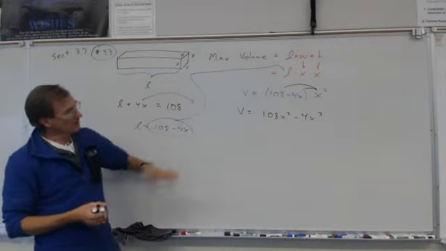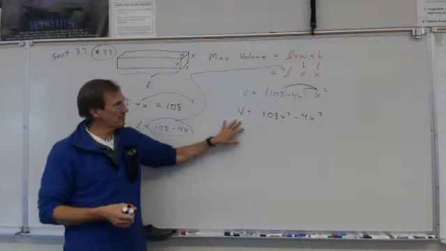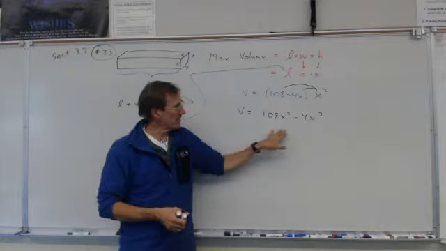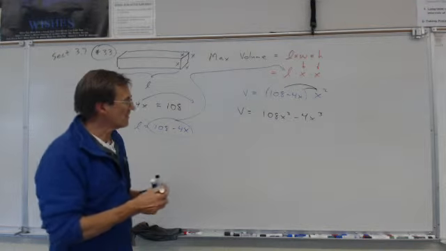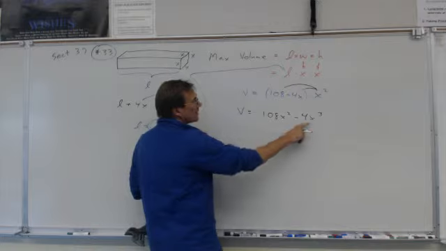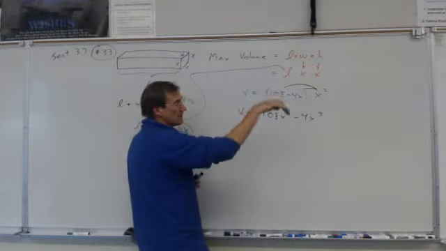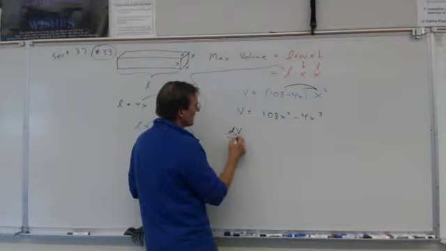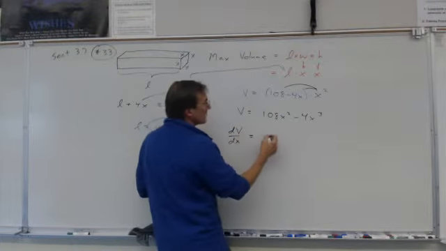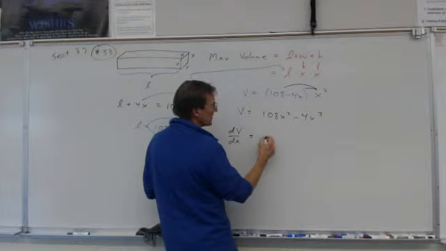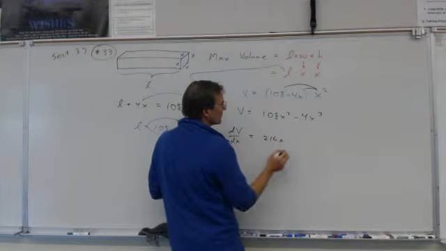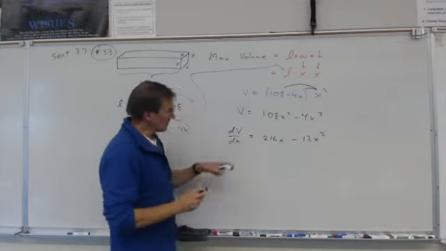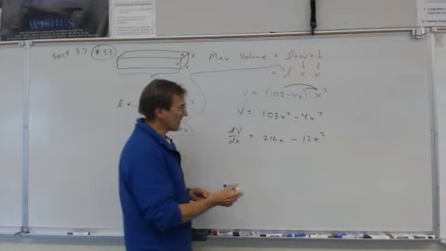Now we're ready. Once we've got this volume, whatever it is we're trying to maximize or minimize, we need an equation for that with only one variable in it. Then we can differentiate that equation with respect to that variable, set it equal to 0, and therefore we'll find the maximum or the minimum. So this is dV/dx, and it's going to be, let's see, 2 times 108 is 216x to the first power, minus 12x squared. So that's the derivative. We're going to set that equal to 0.